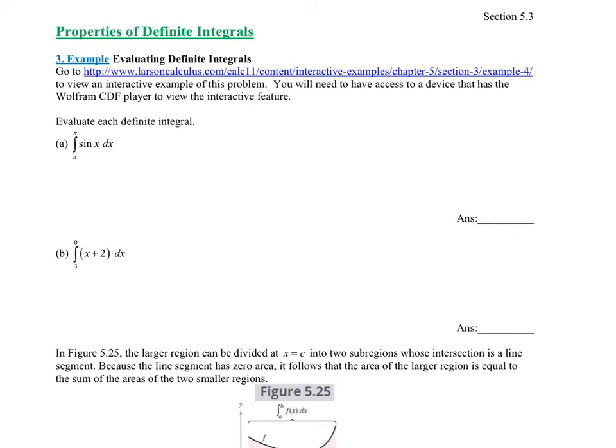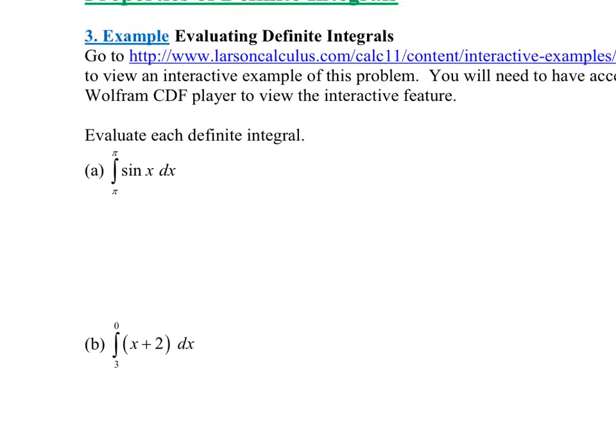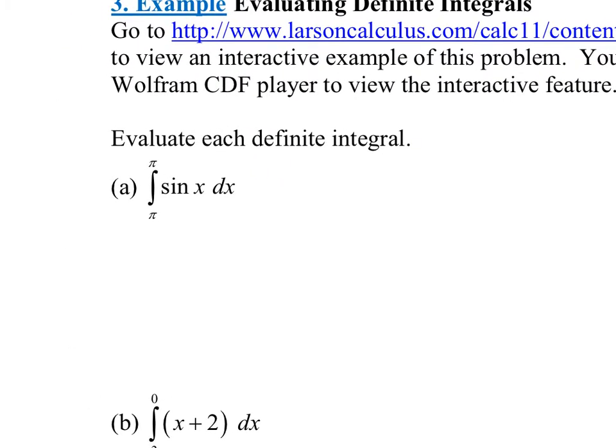Alright, so let's see if we can start figuring out some of the properties of definite integrals. Again, here's the little pack here if you want to download that and look at the interactive example, but we'll talk through it. You could also look at a graph on Desmos if you prefer. So the first one here, let's think about the integral from pi to pi of sine of x dx. So think conceptually about what we're doing.